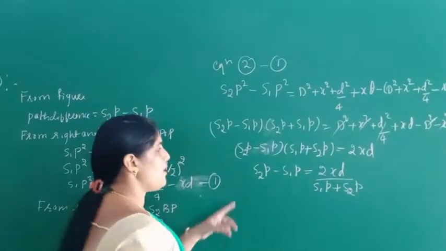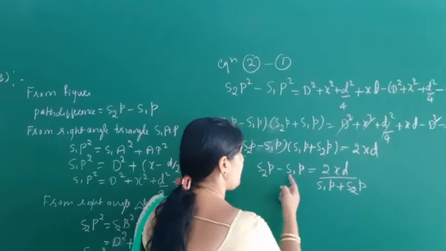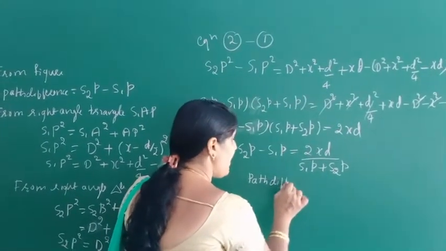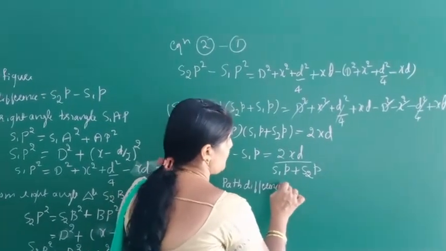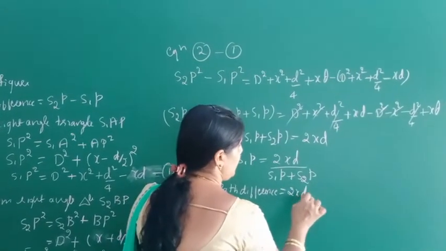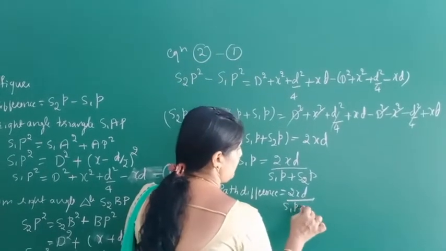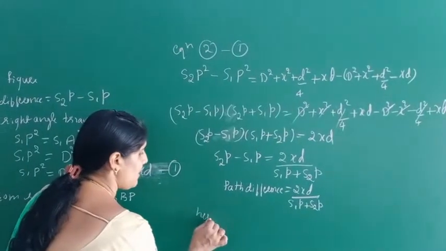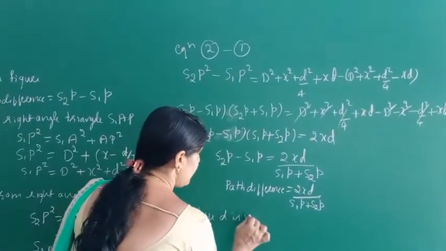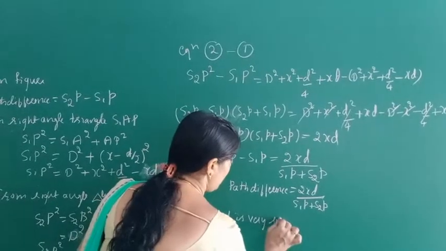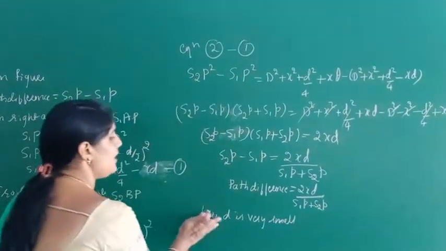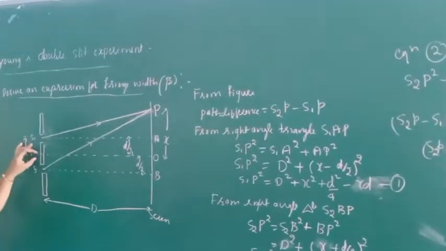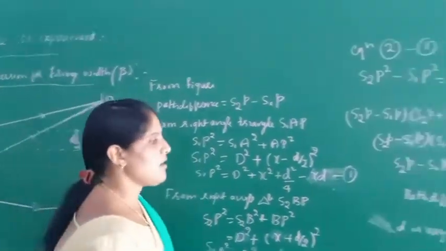This is the expression for path difference. S2P minus S1P can be written as path difference. So path difference is equal to 2xd divided by S1P plus S2P. Here, d is very small, which means the distance between the two slits is very small. Then x is also negligible.